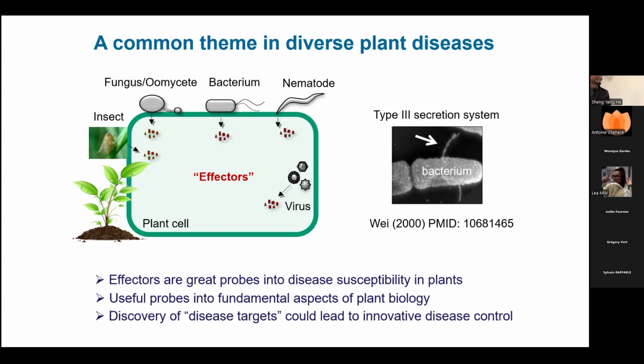Of course, what we really want to do ultimately is to identify these disease targets or susceptibility targets that could lead to disease control measures. We don't do this very well. We write this in the grant proposal, but it's a selling point. But I will give you a couple of examples today that this may be upcoming as a final goal.